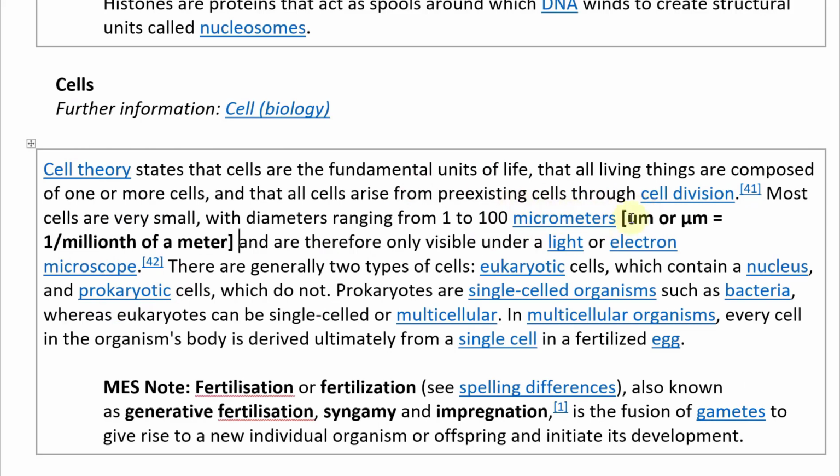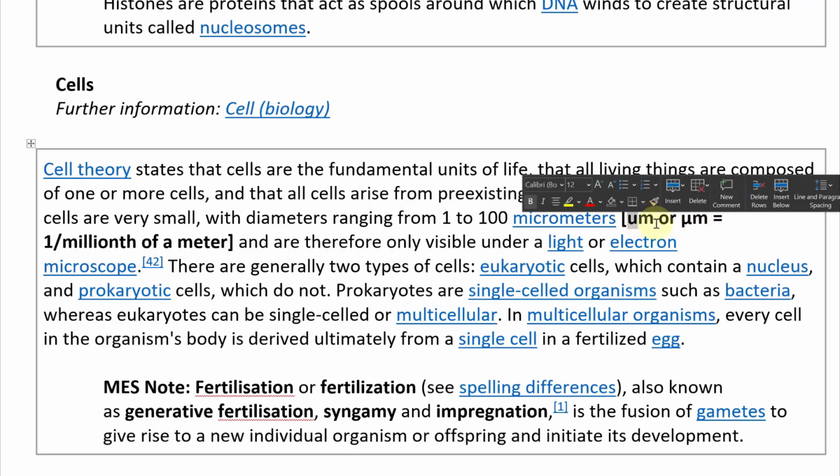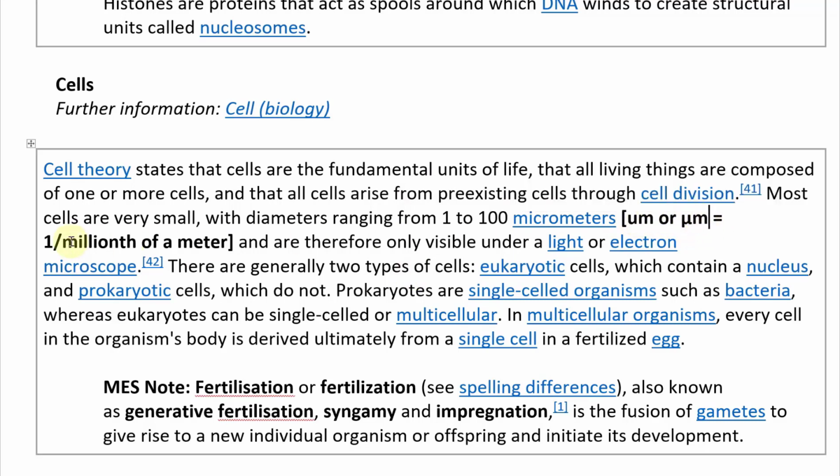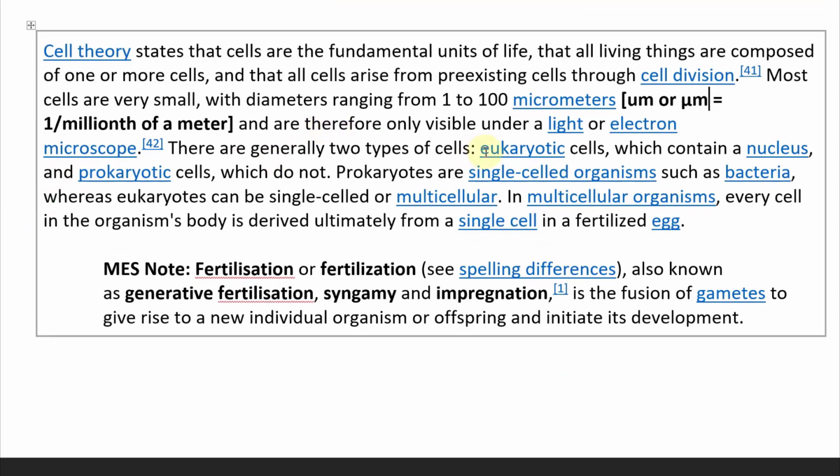Here's a reference. You can write micrometer or use this Greek letter mu. I just like using mu, it's easier. A micrometer is equal to 1/1,000,000th of a meter, and you could also call it a micron. Going further, cells are therefore only visible under a light or electron microscope.